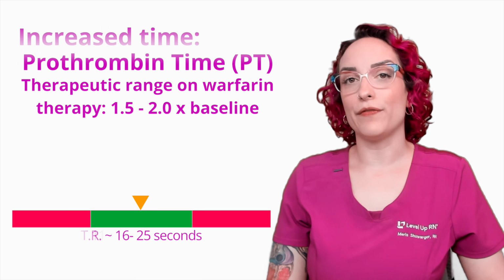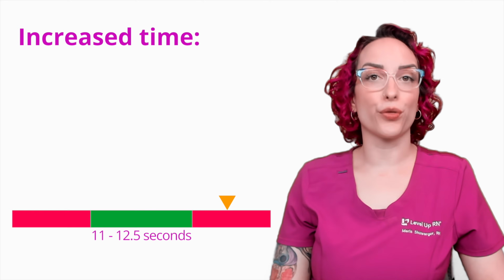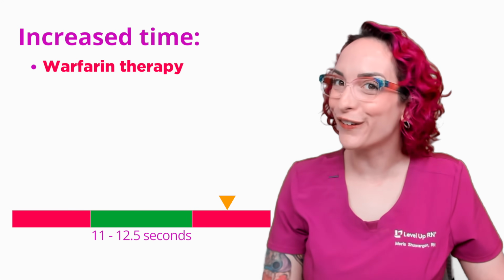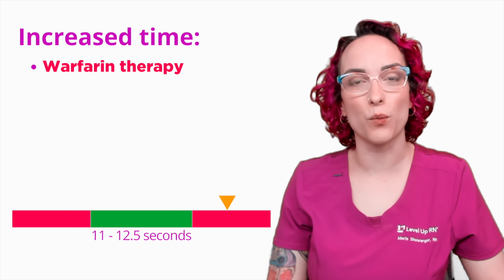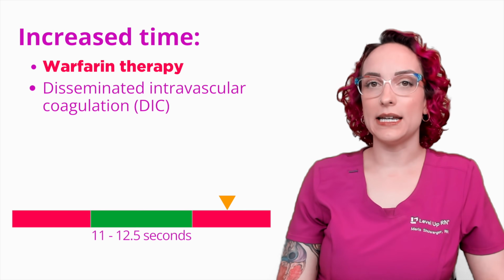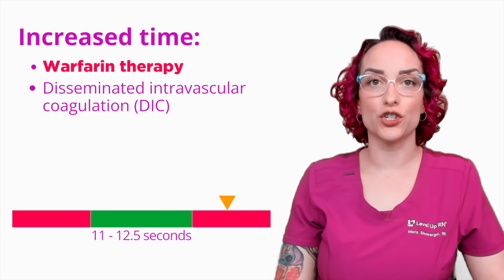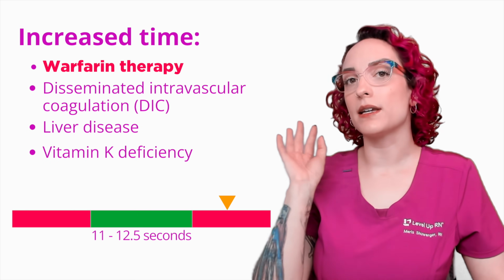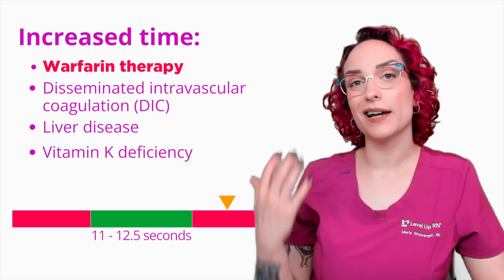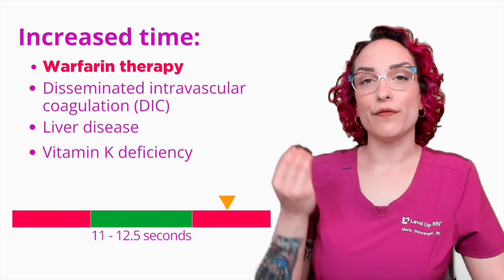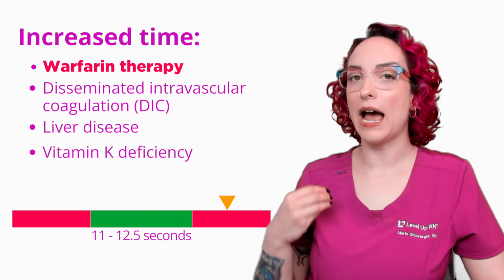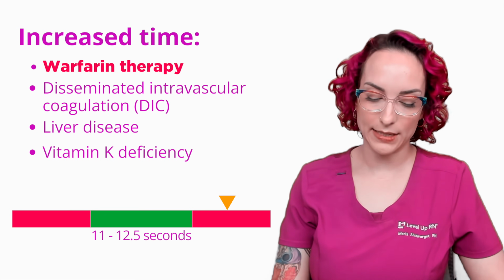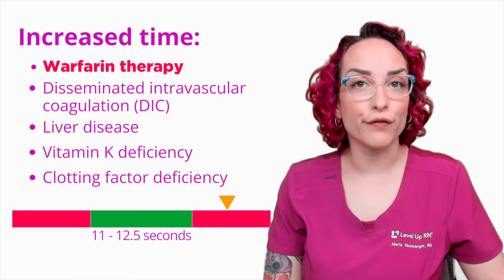Now, what if we have elevated levels of our prothrombin time, our PT? Well, some possible causes include warfarin therapy because they're anticoagulated on warfarin. Again, DIC, disseminated intravascular coagulation, liver disease, vitamin K deficiency, because again, remember we are talking about the extrinsic pathway, and if I don't have enough vitamin K, I'm not going to be able to clot my blood through that pathway, and we will see that increased time. And then just other clotting factor deficiencies.